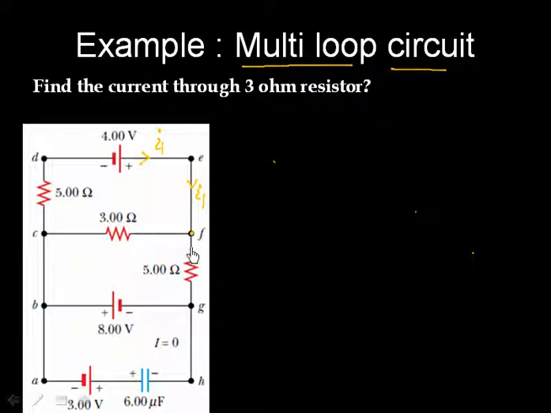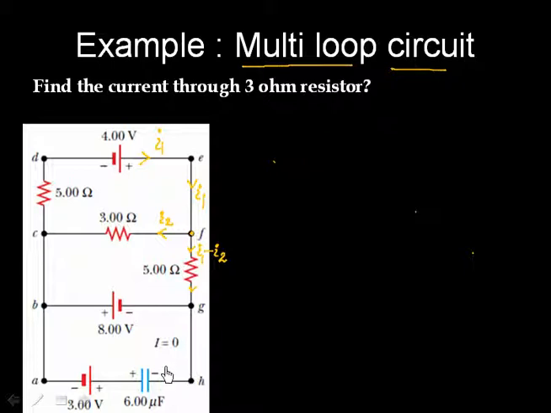Now this current will be divided. Some part will go in this direction, some part in this direction. Let us say in this direction the current going is I2. Then in this direction we have a current of I1 minus I2. Once this reaches here, it can be further divided into two parts, one going in this direction and one in this direction.